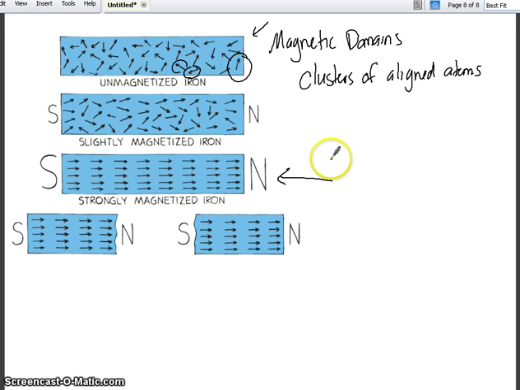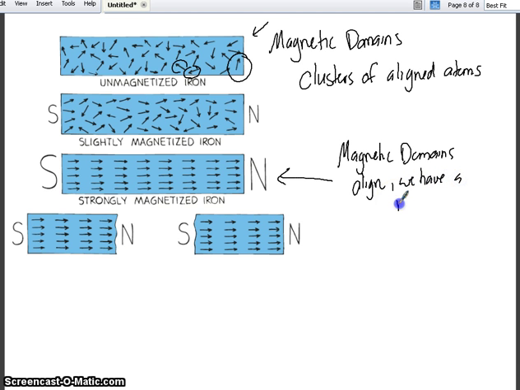Okay, so when the magnetic domains align, we have a magnet. This is a regular piece of iron becoming a magnet when all the magnetic domains align. And if we break this magnet in half and have these two here, we will have equally strong magnets as the original magnet.